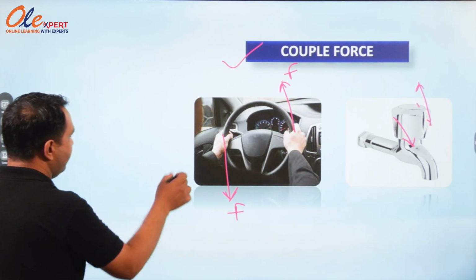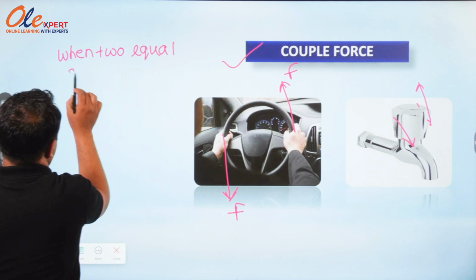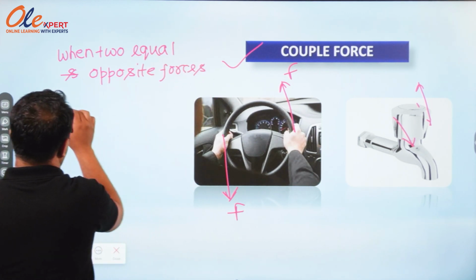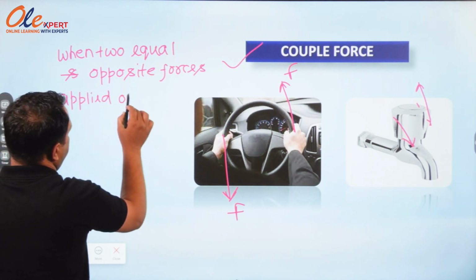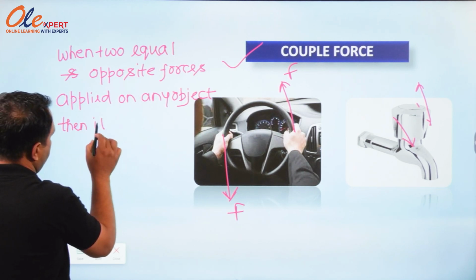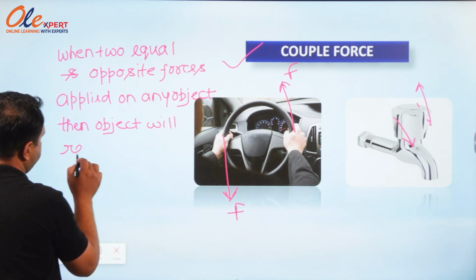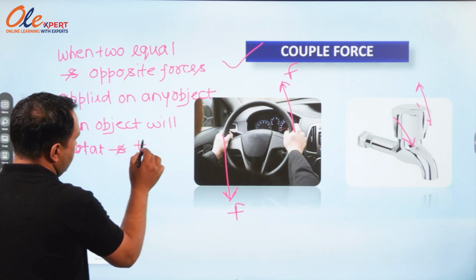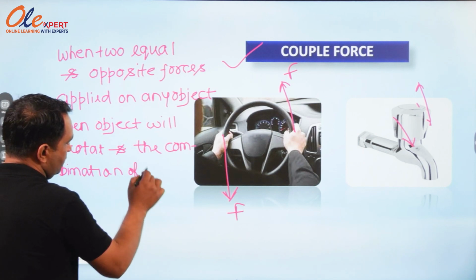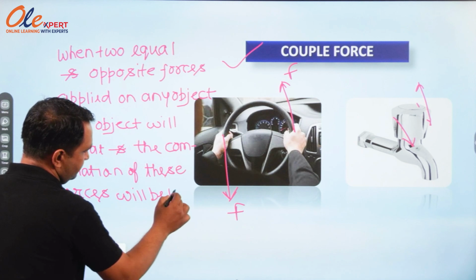So we can write down the definition of couple force: when two equal and opposite forces are applied on any object, then the object will rotate, and the combination of these forces will be known as couple force.